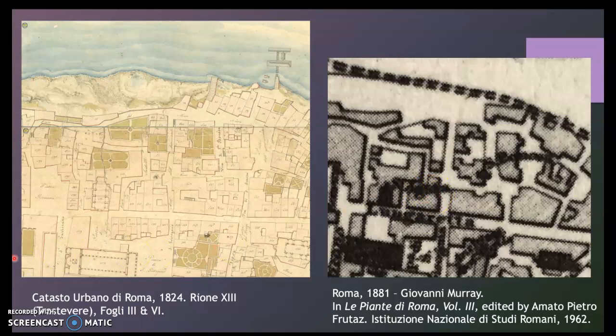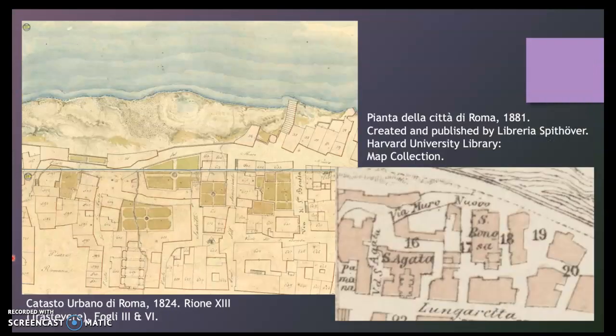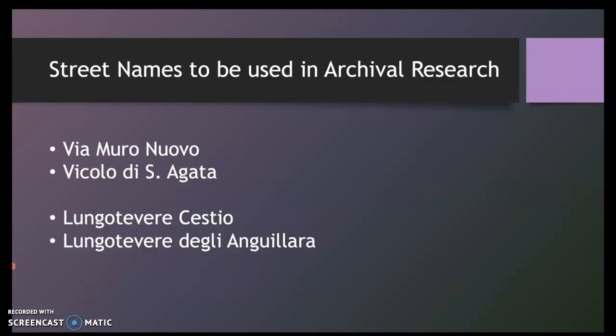Further confirmation of the street names found on the Catastro Urbano comes from an additional map created in 1881 by the Libreria Spitover, which confirms that the streets which ran nearby where the Critelli building now stands were the Via del Muro Nuovo and the Vicolo di Sant'Agata. In addition to these two streets, it should be noted that the Lungotevere dell'Anguillara was called the Lungotevere Cestio prior to 1886, and given that the date falls in the midst of the construction along the Tiber, both names could provide results when searching the archives.